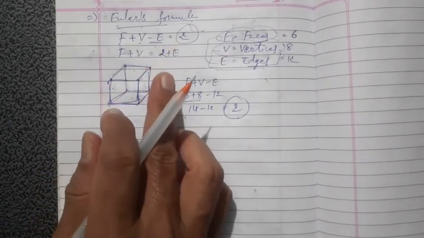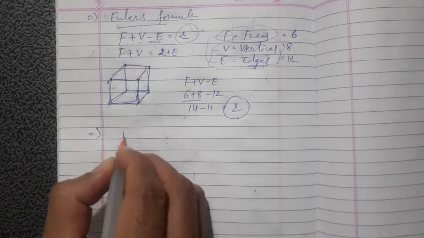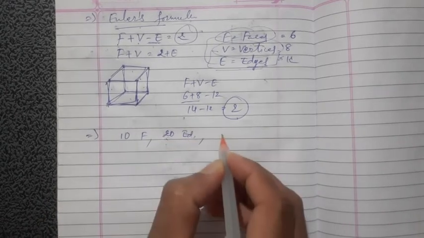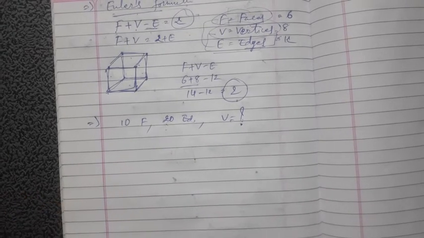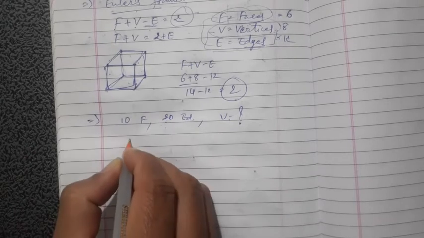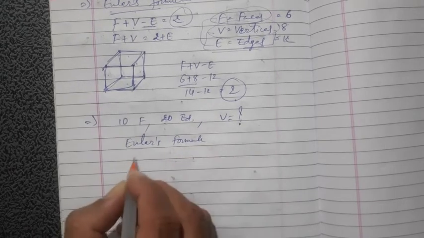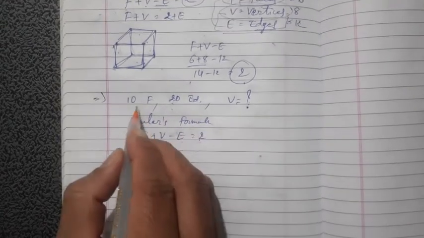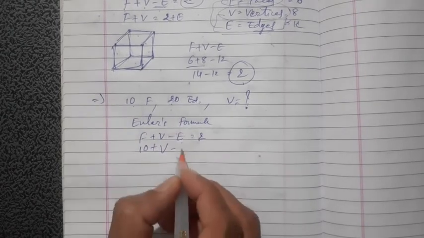Now a question is there. Suppose a polyhedron having 10 faces and 20 edges, then find out how many vertices are there. Okay, so according to Euler's formula, F plus V minus E equal to 2. Now put the value of F. F is 10. V is not given and E equal to 20.